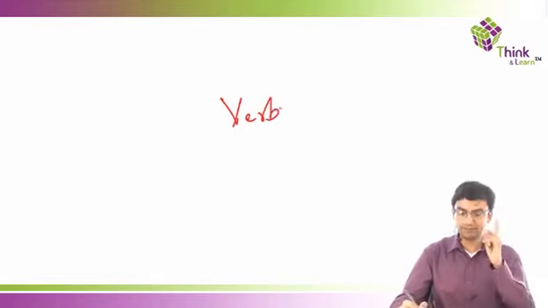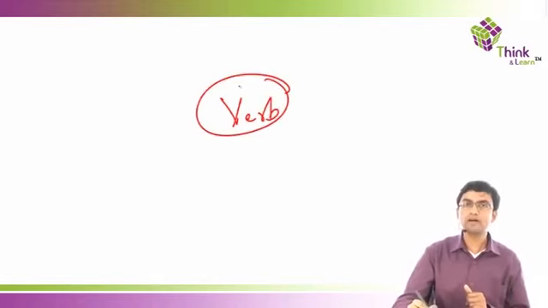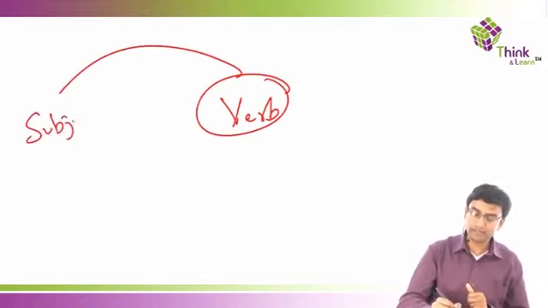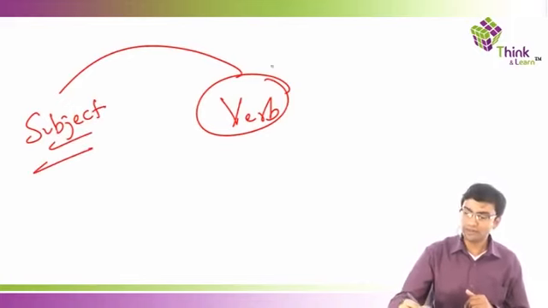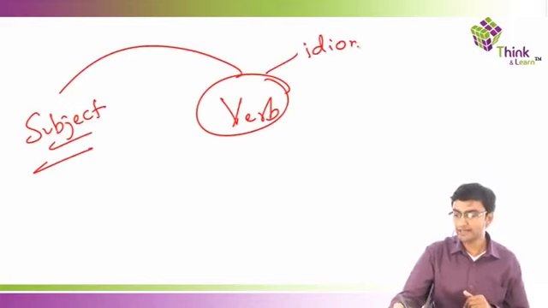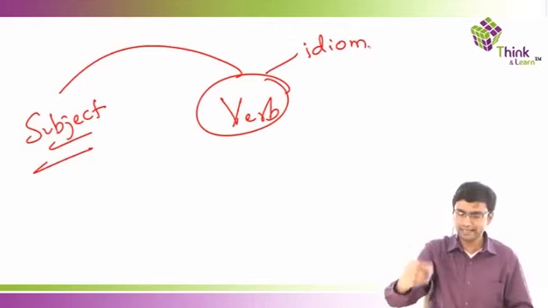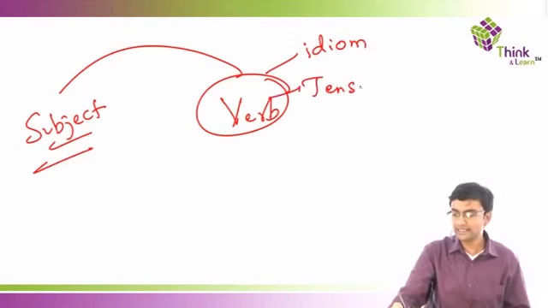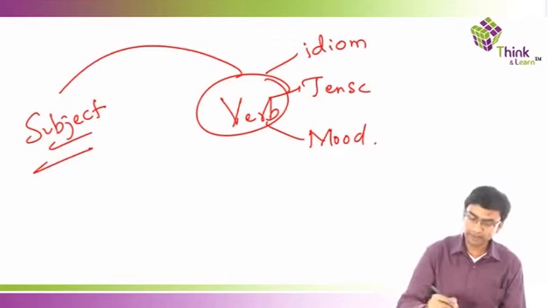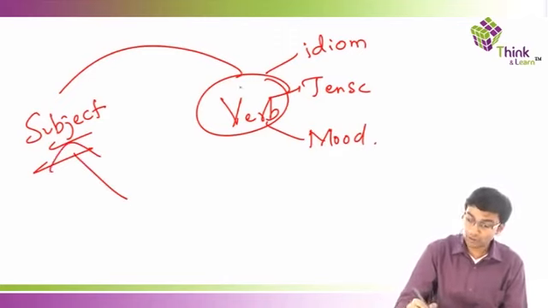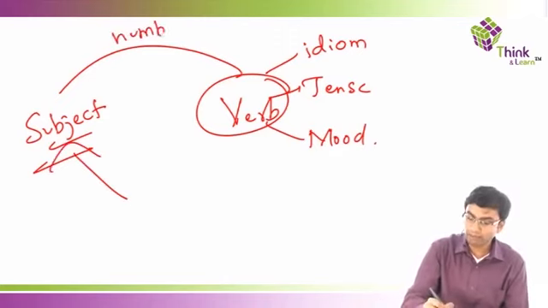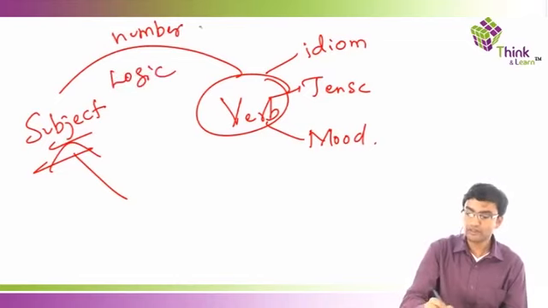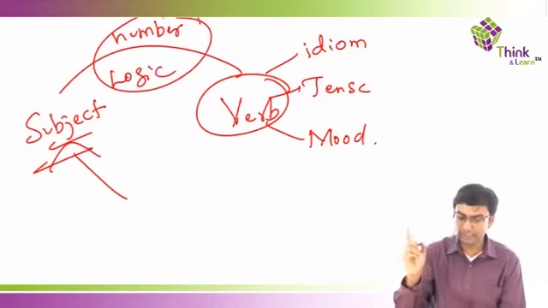Identify the verb, that's step number one. When you identify the verb, please check immediately for subject verb agreement. That's very, very important. Along with it, check whether the idiom is correct, because in and around the verb, you'll have the idiomatic errors, right? Then you should check whether the tense is correct, whether the mood is correct. These are the four types of error. And immediately you check for the subject, right? You should also check subject verb agreement in terms of number and in terms of logic.